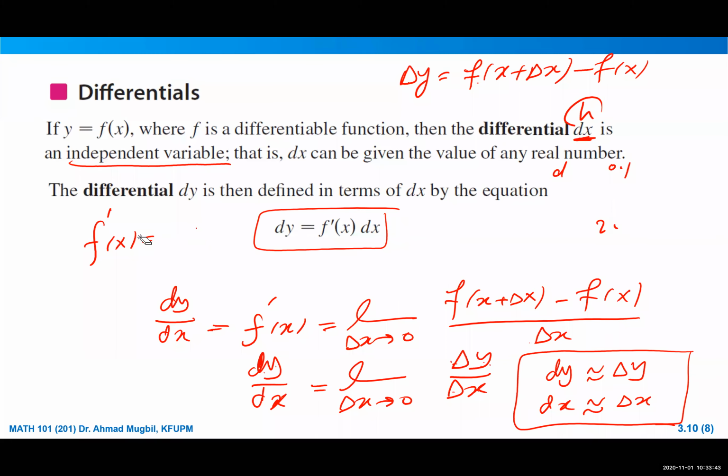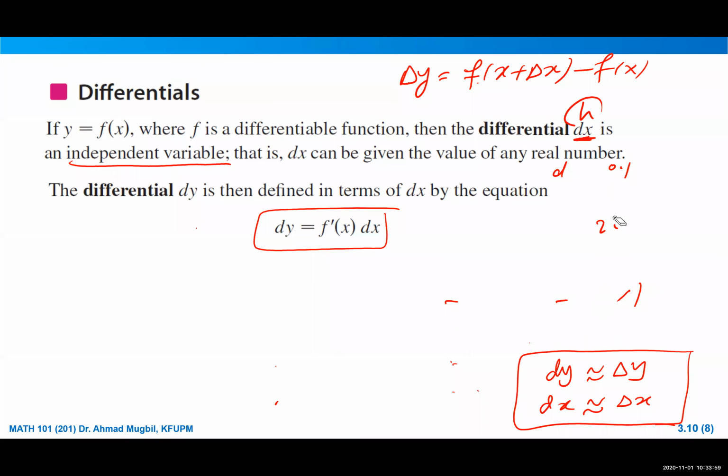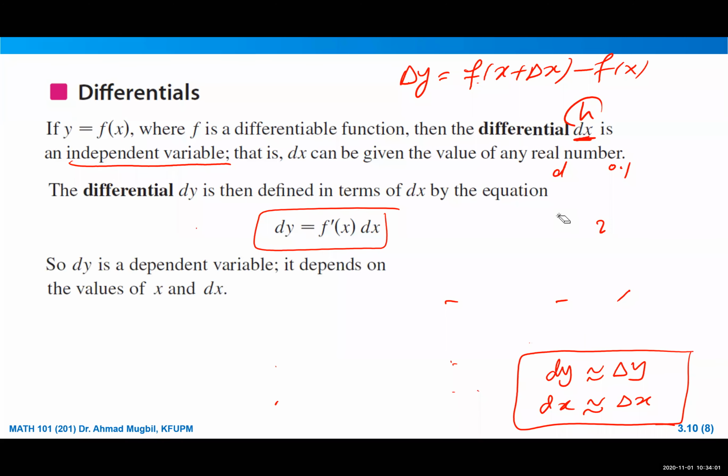So if dx is the independent variable, then dy equals the derivative multiplied by that number. And as I said, they are approximations for delta y and delta x, approximations for the vertical change and the horizontal change. So dy is dependent, not independent. It depends on the values of x and dx.